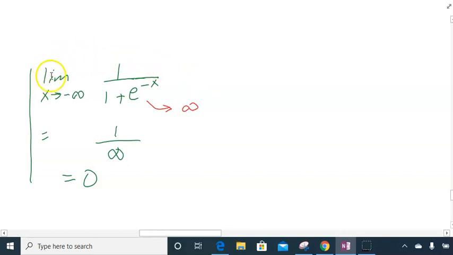The next part, limit as x approaches negative infinity of 1 over 1 plus e to the negative x. As x approaches negative infinity, e to the negative x will be approaching positive infinity. So then this becomes equal to 1 over infinity. And so our final answer will be equal to 0.